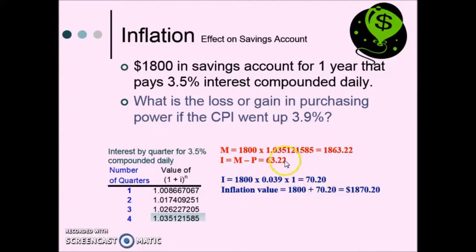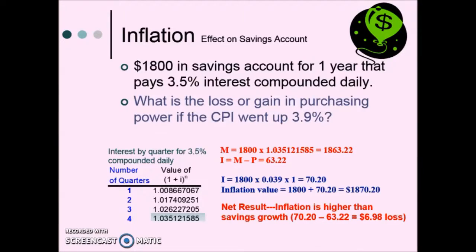We can take the difference right here between the interest gained and what the inflation factor or the buying power now of $1,800 is a year later, or we can compare the inflation value of our $1,800 compared to putting it in a savings account. Either way, the difference between those two is a loss of almost $7 in buying power.